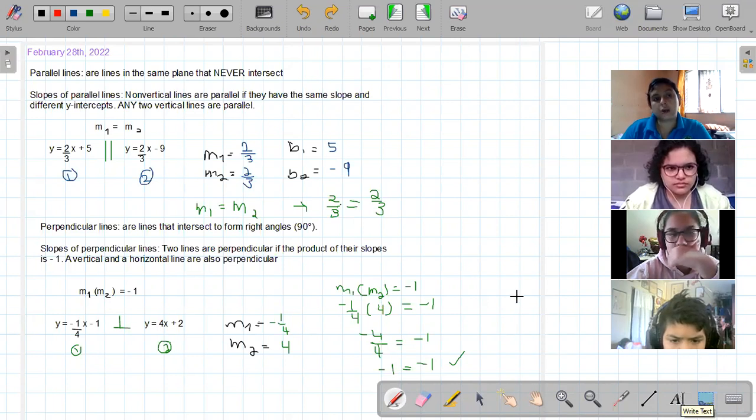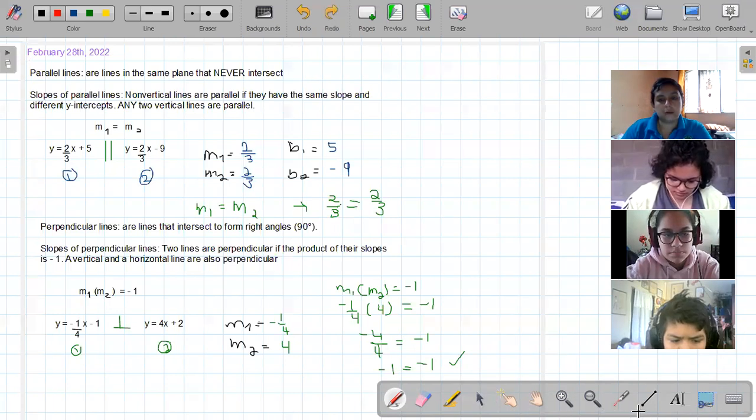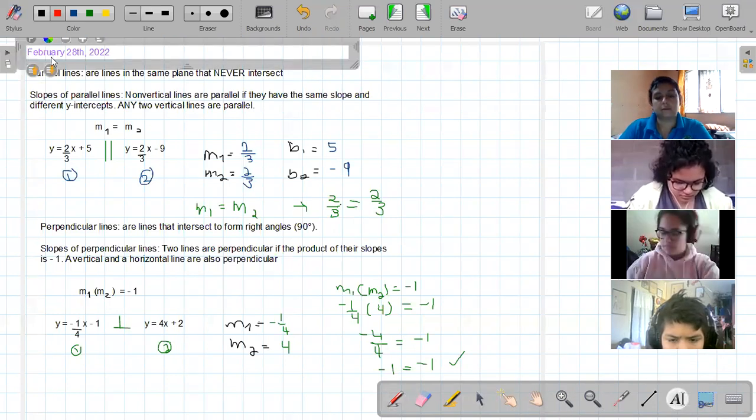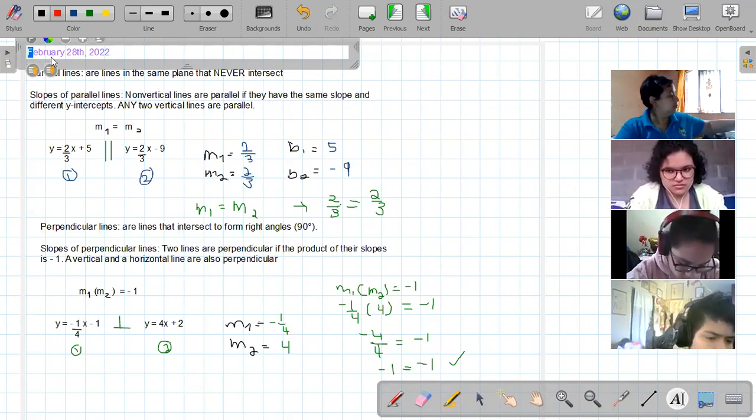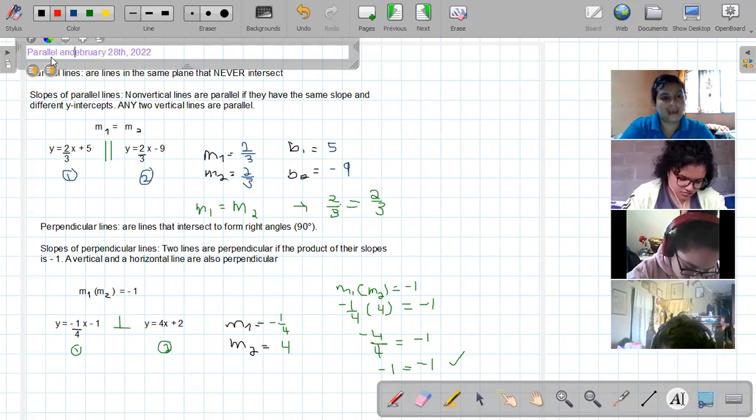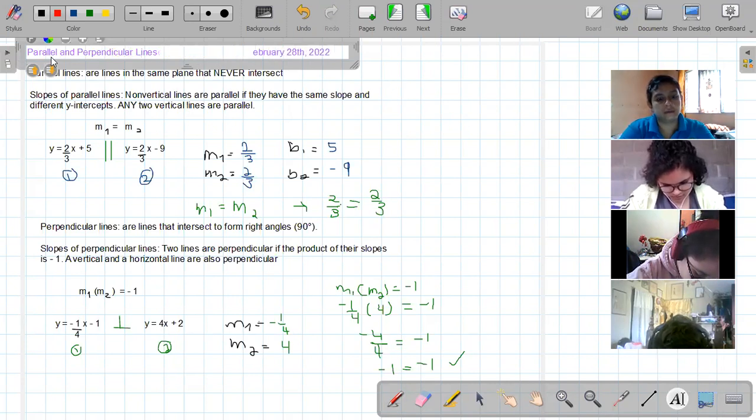No? Okay, we're gonna start doing more exercises, but before, let's place today's topic. What is the topic for today? What is today's topic? Parallel and perpendicular lines. Exactly, parallel and perpendicular lines. And that is the topic for today, parallel and perpendicular lines.